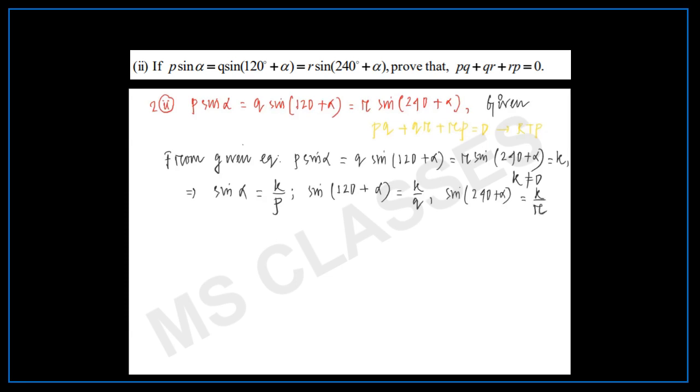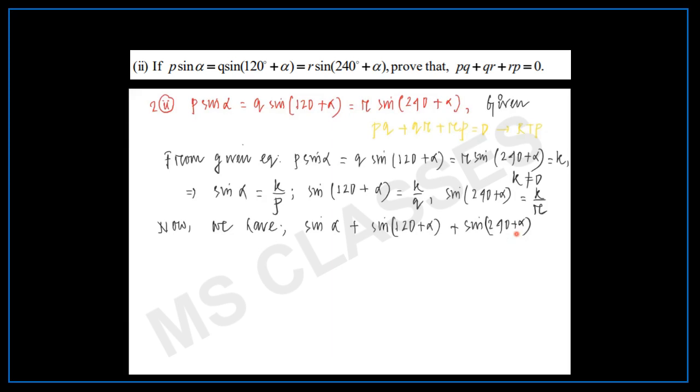Now, we have sin alpha plus sin 120 plus alpha plus sin 240 plus alpha. We just take this expression and try to simplify it and see what we get. What is the simplified form of this one?